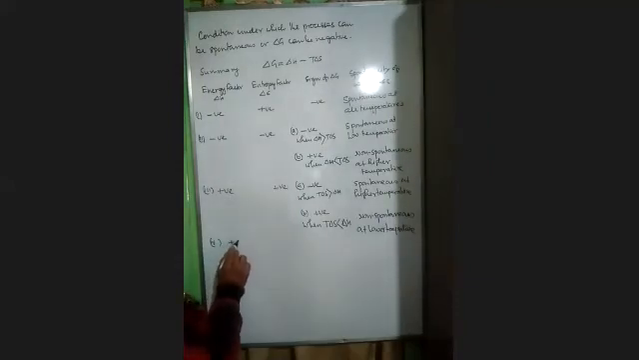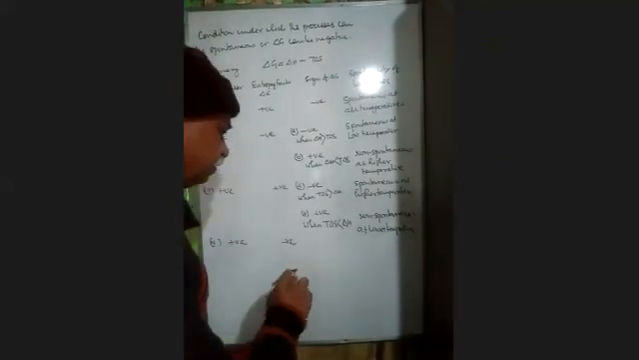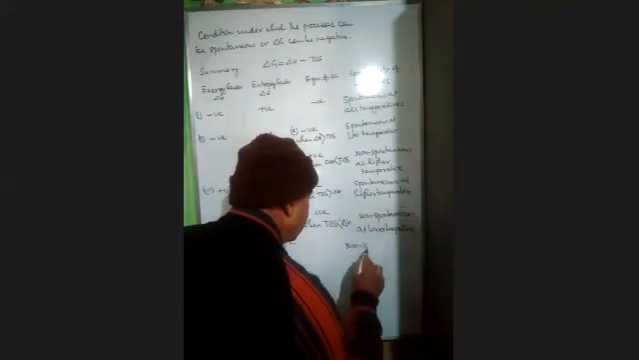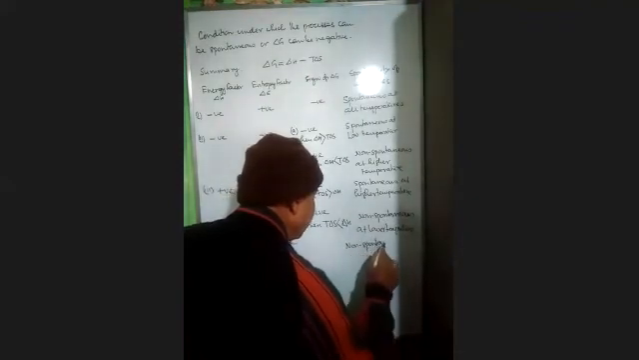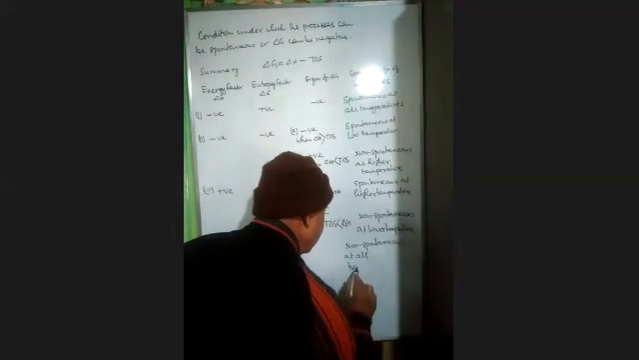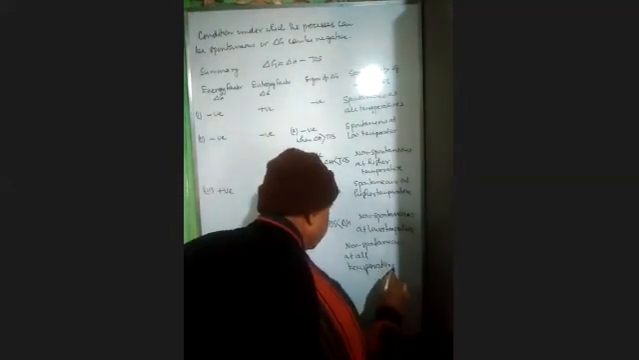Then condition 4, positive, and this is negative. We'll write non-spontaneous at all temperatures. Non-spontaneous at all temperatures. See, this is a summary. Try to remember, it's very easy.